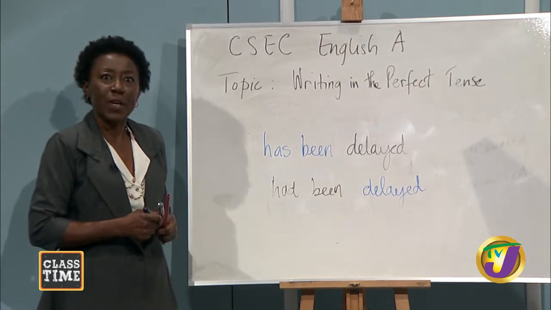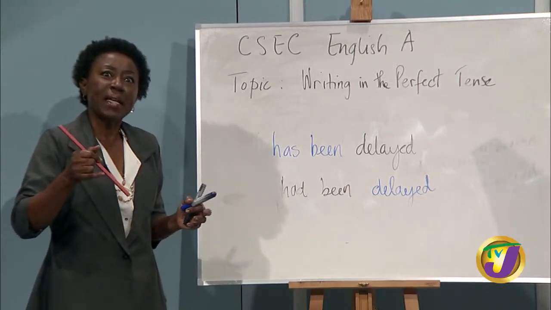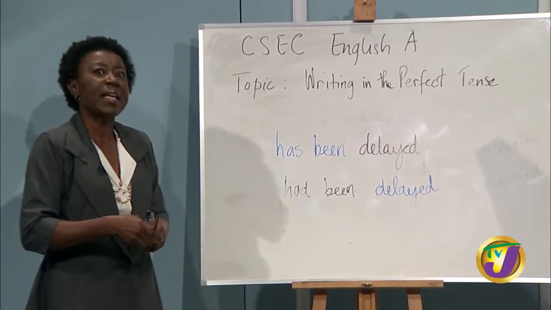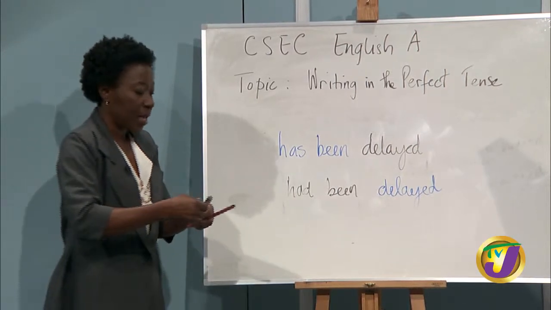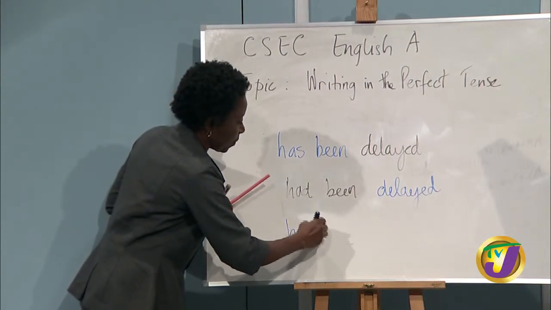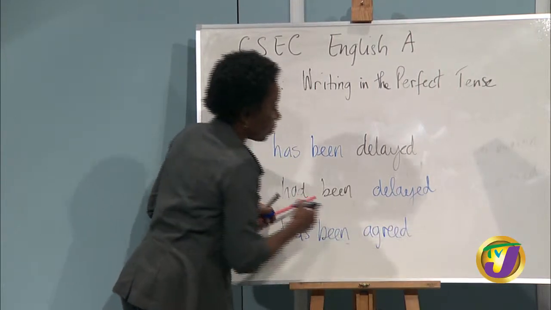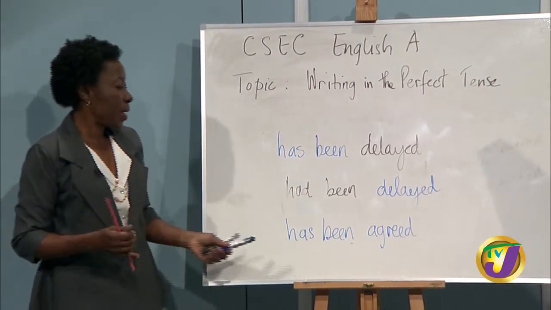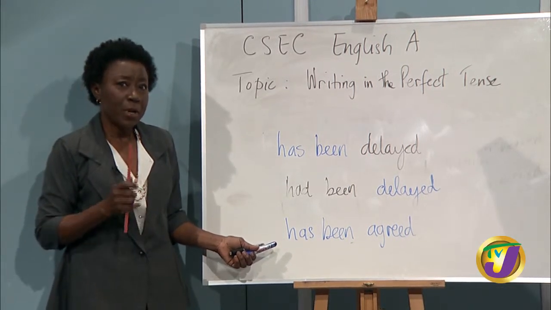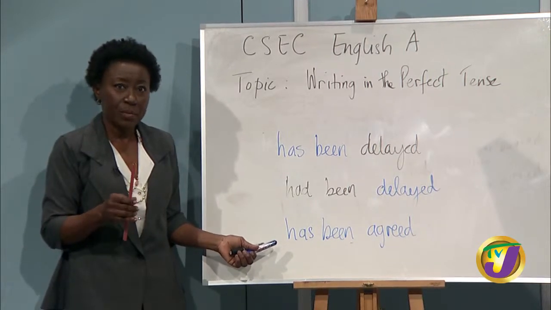So it was agreed unanimously. Okay? If the persons agree that the meeting has ended, the agreement still stands, you will say it has been agreed. Has been agreed. That agreement is still in effect right now. It has been agreed. Okay then?